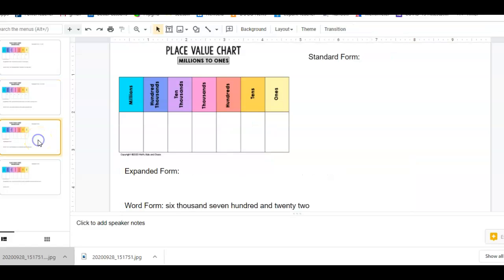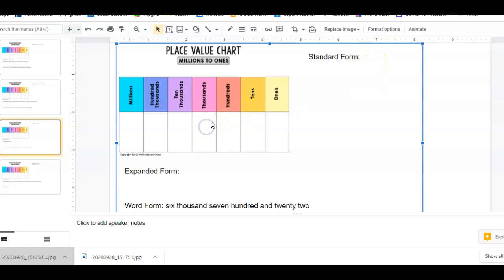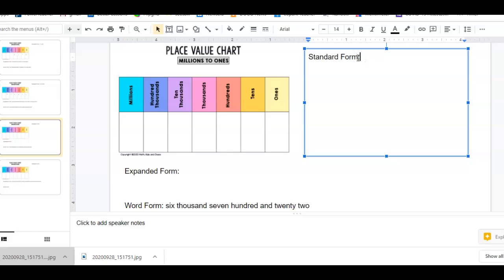Here we go. Here we have it in word form. Now I didn't put it in here this time to try to take away a little bit of that scaffolding for you, but here we have it in word form: 6,722. So what do I have here? How would I write this in standard form? 6,722. So I've got 6,000 and then 722. So there it is in standard form.